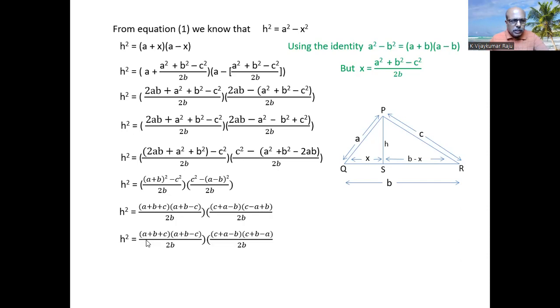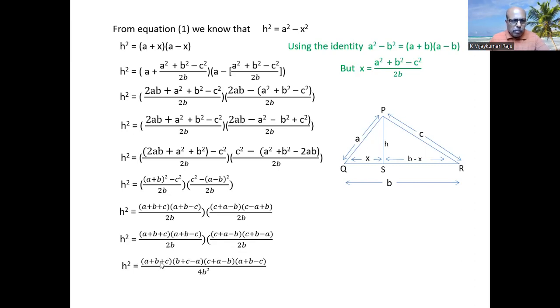So let us write this, a plus b plus c, a plus b minus c. I rearrange it in such a way so that you get c plus a minus b, c plus b minus a. So first I'm writing the positive terms and then following it with the negative terms. Okay. So now it's a multiplication. So that means all four brackets to be multiplied upon 2b into 2b is 4b square.